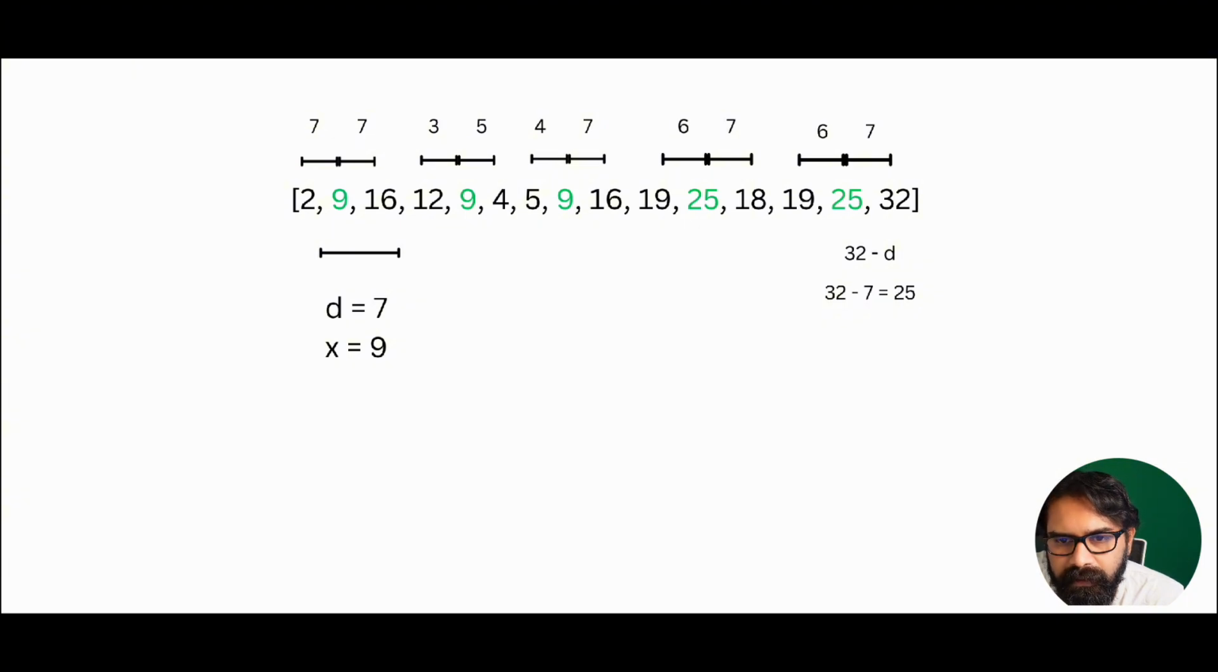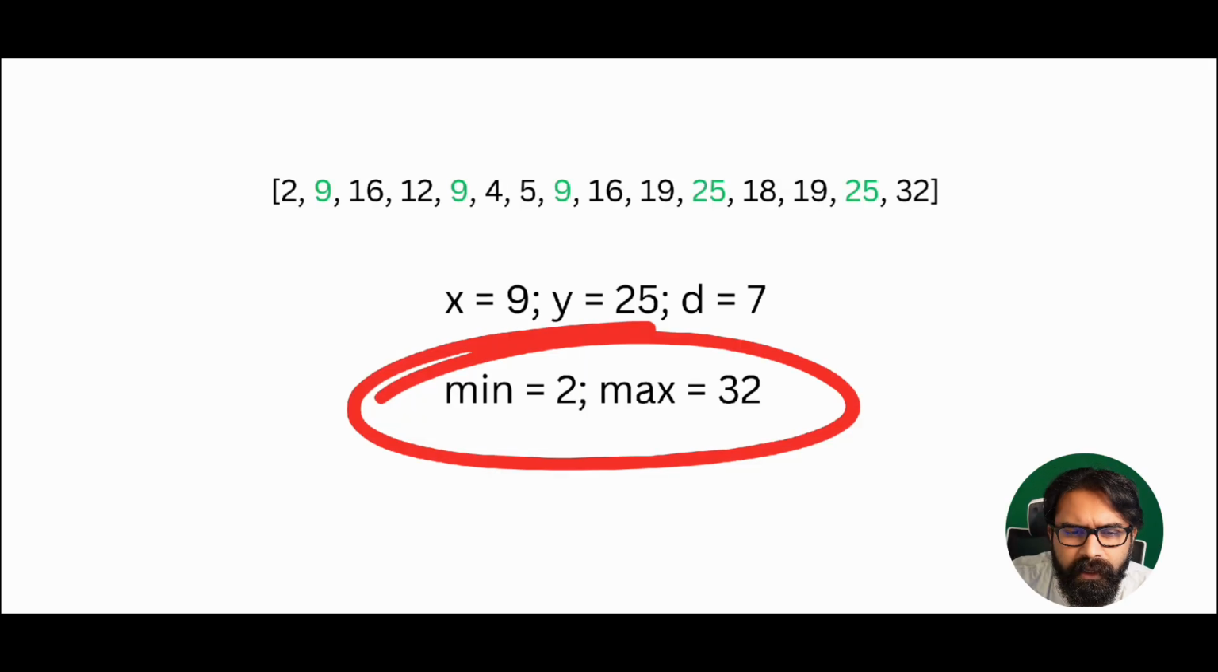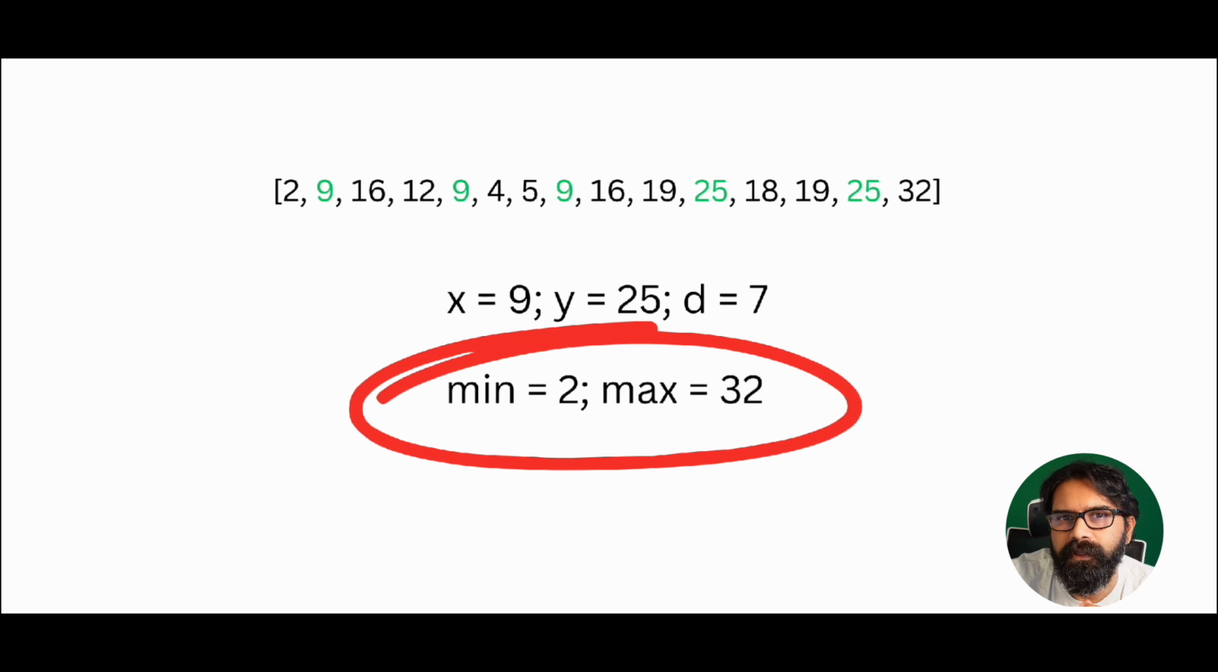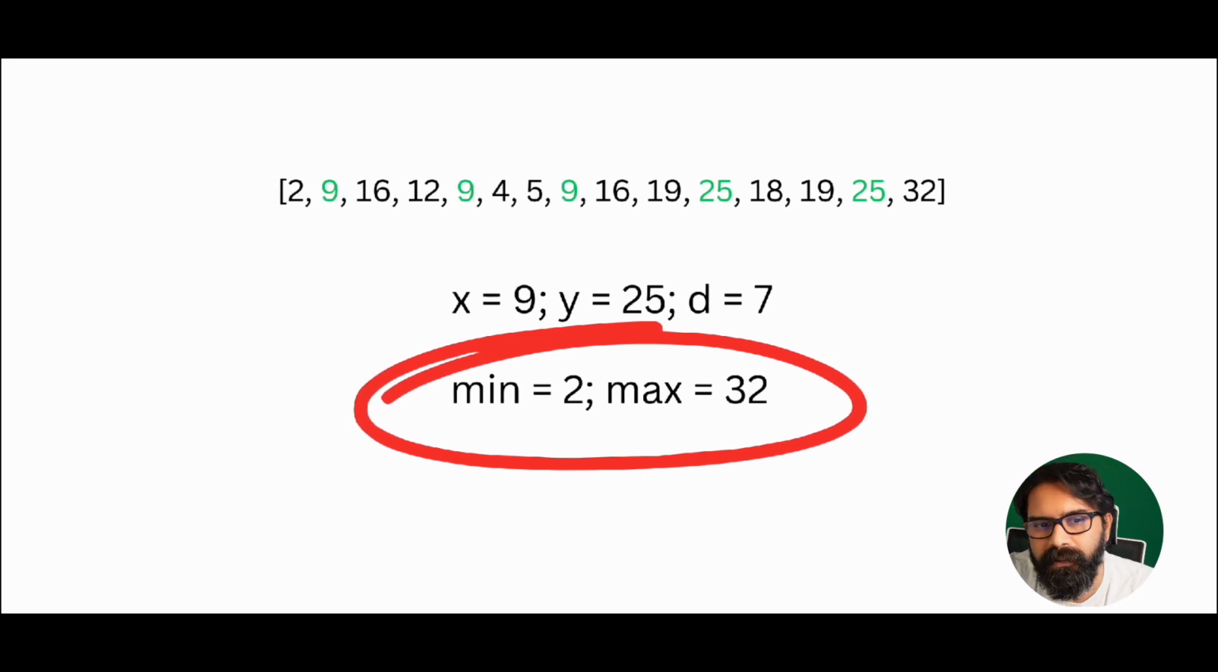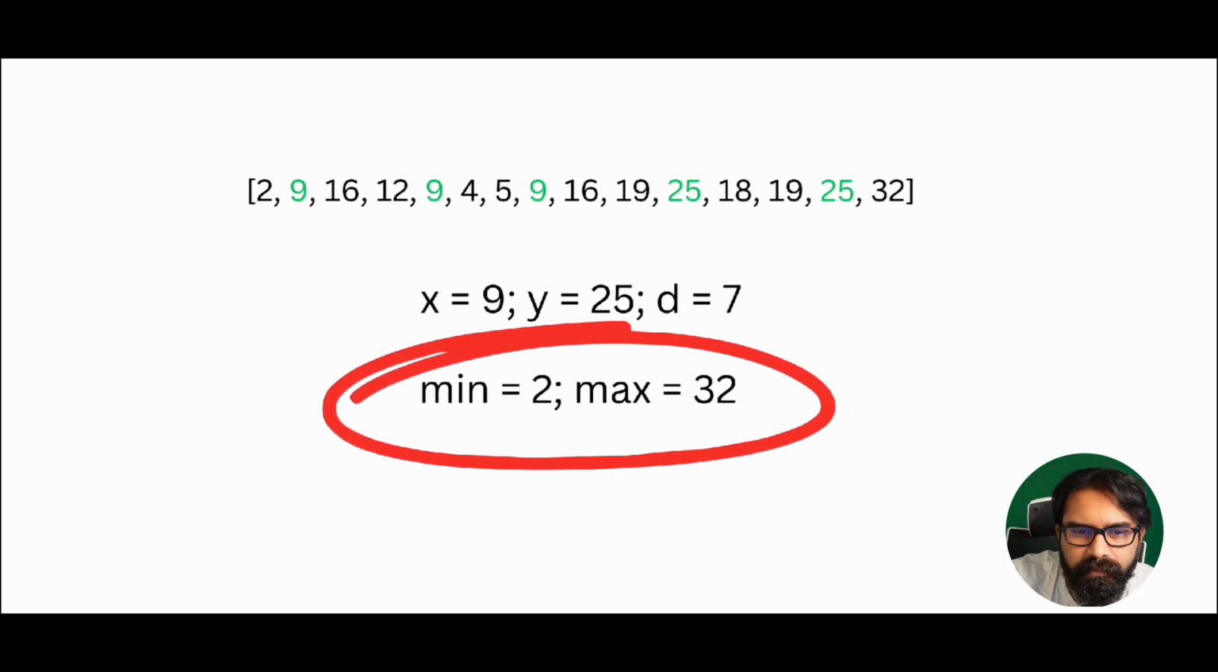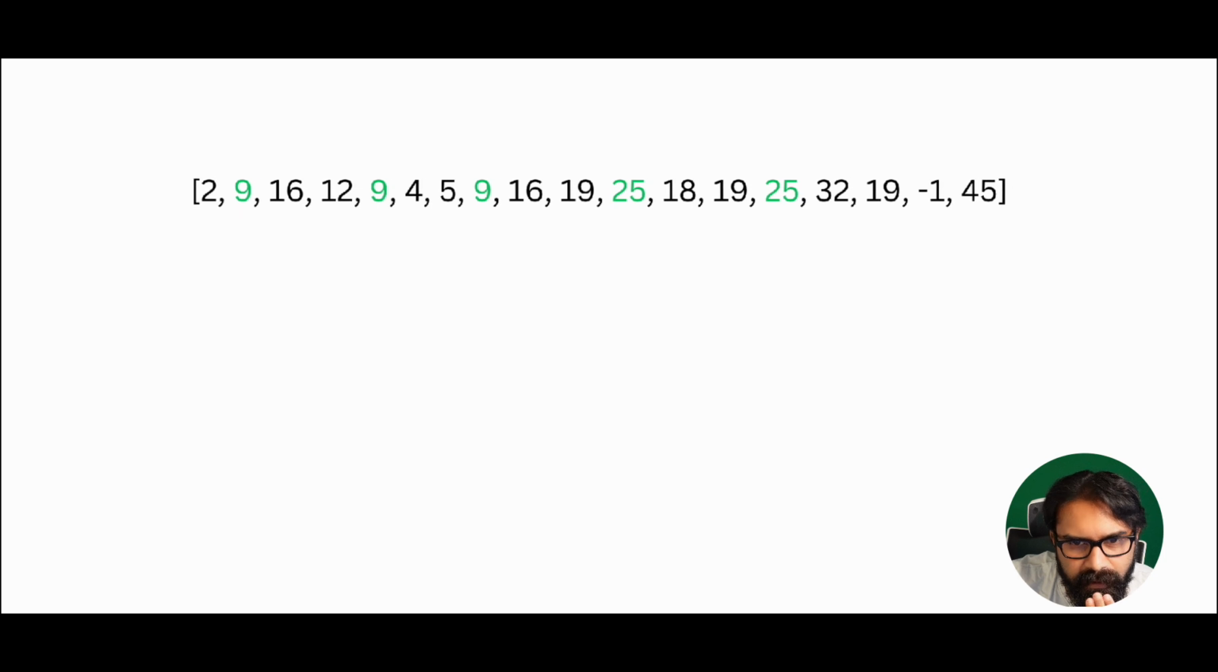It doesn't exceed 7. One thing that we have observed here is that minimum and maximum seem to play a key role. So let's highlight this. Minimum in this case is 2, and maximum in this case is 32, because when we have a D, we always try to find maximum minus D, and we always do minimum plus D. So minimum and maximum seems to play a key role in this case.